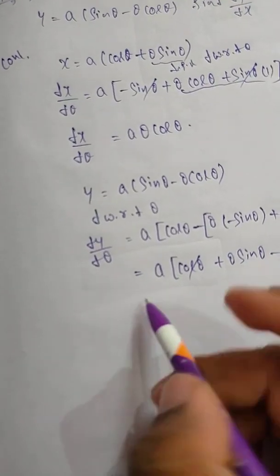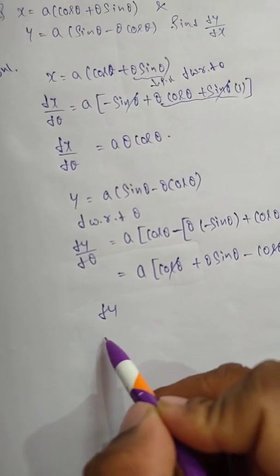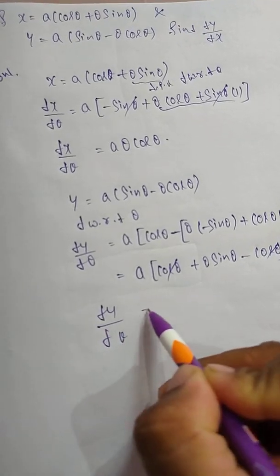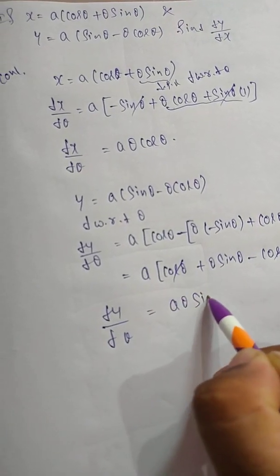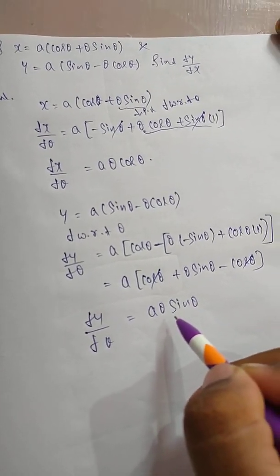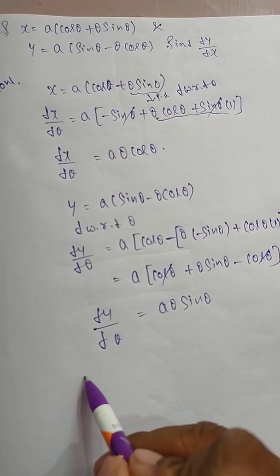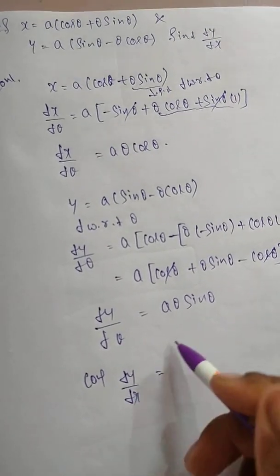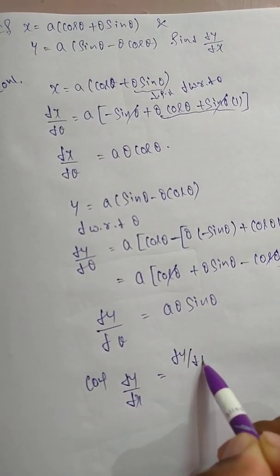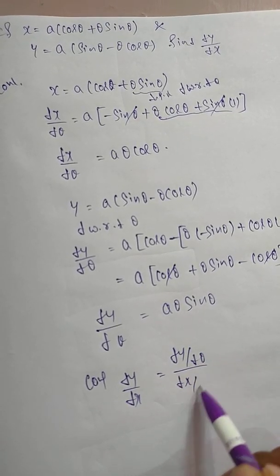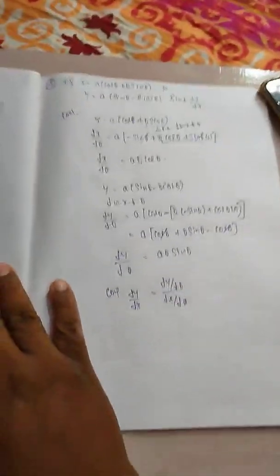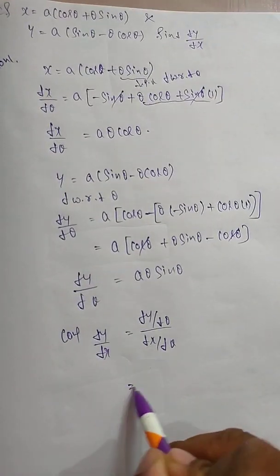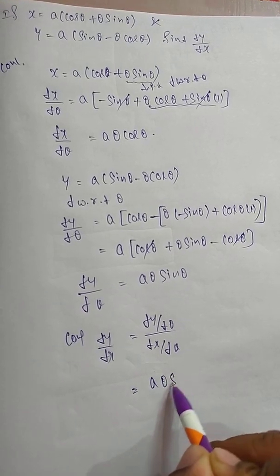Cos theta minus cos theta cancel, we are left with dy by d theta is equal to a theta sin theta. Now you want to find the dy by dx. Consider dy by dx is equal to dy by d theta by dx by d theta. Is it? Now what is the dy by d theta? Dy by d theta is a theta sin theta.